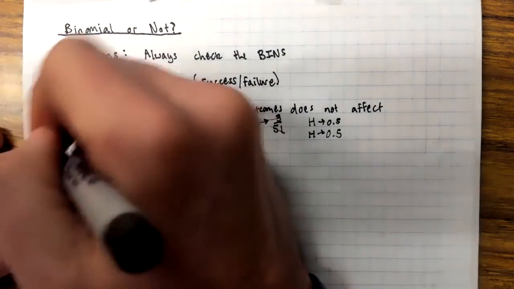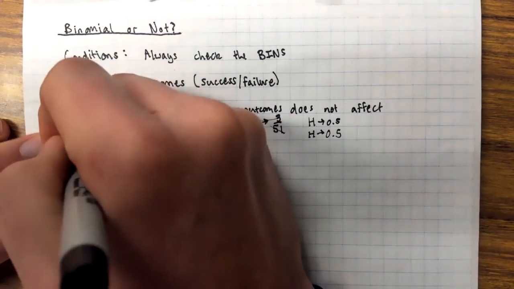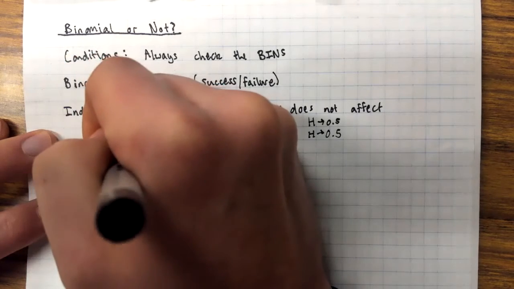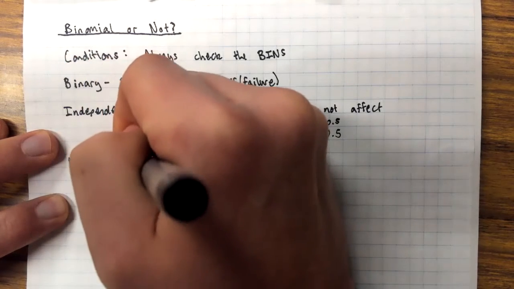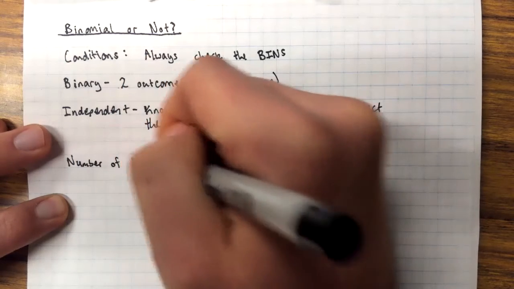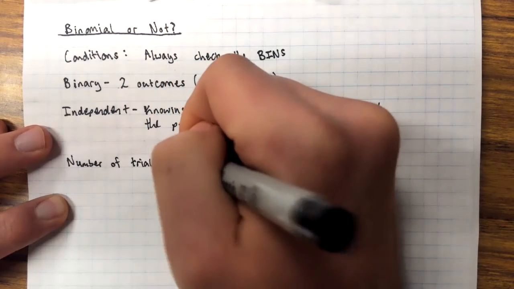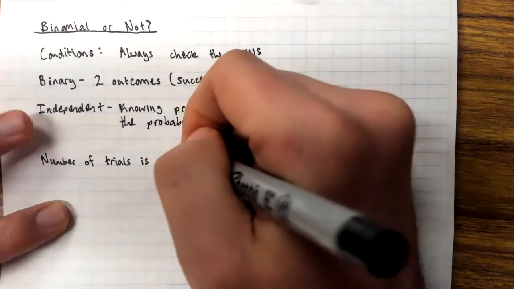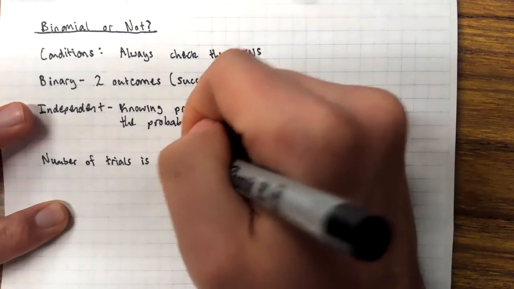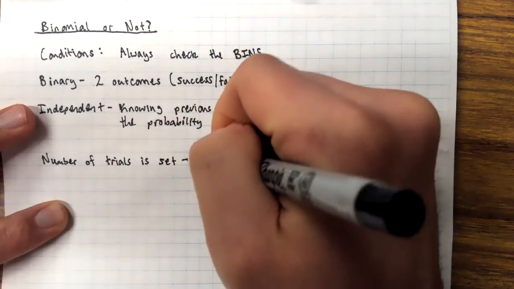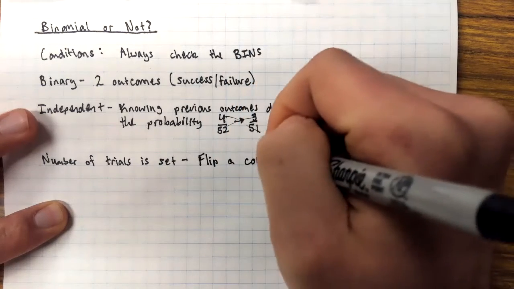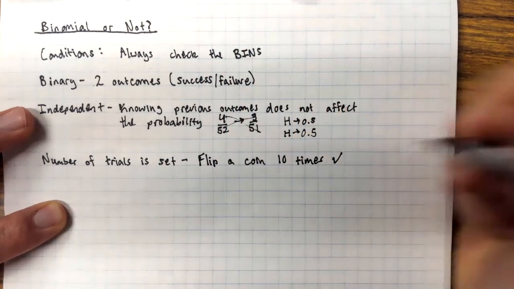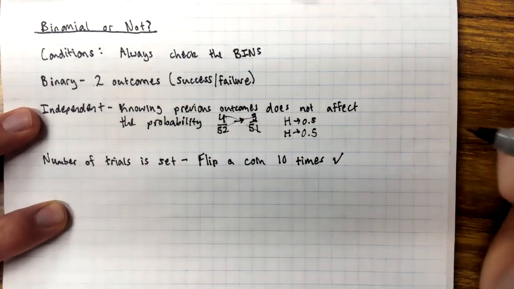The next thing is N. N is the number of trials, and it is set. What I mean by this is it's perfectly okay to say we are going to flip a coin 10 times. We've set the number of times we're going to flip this coin. That's what you want to see for a binomial random variable.